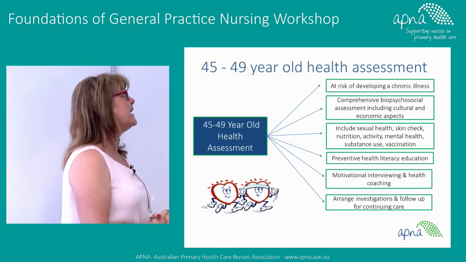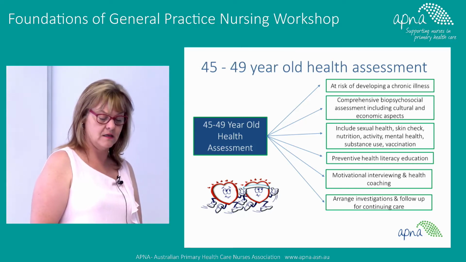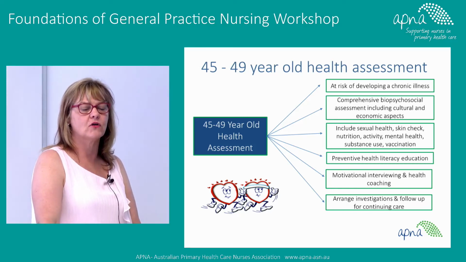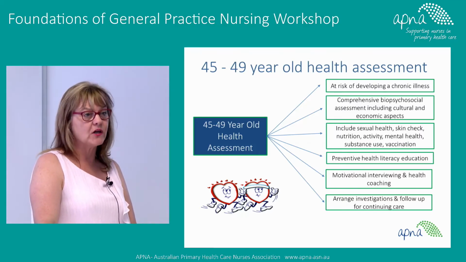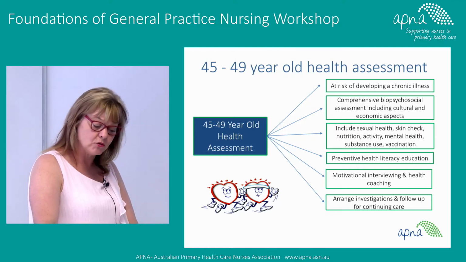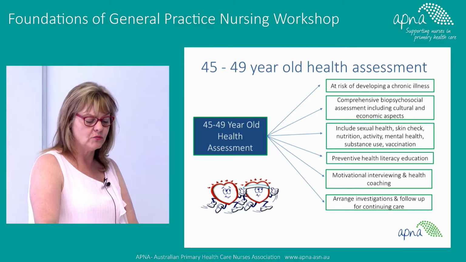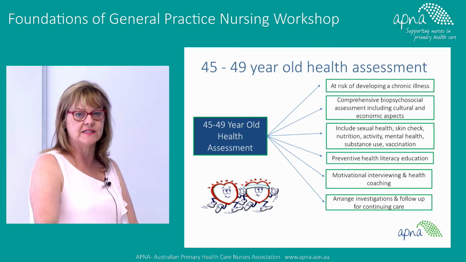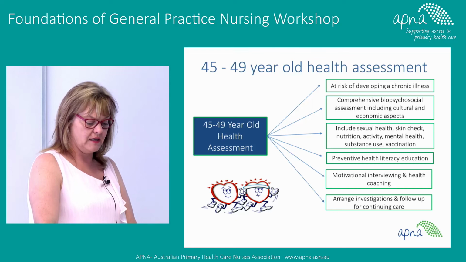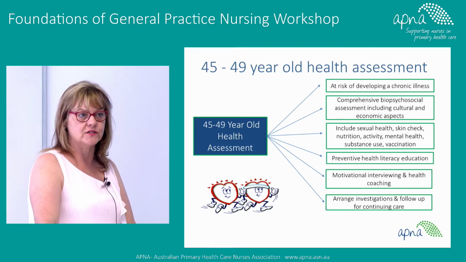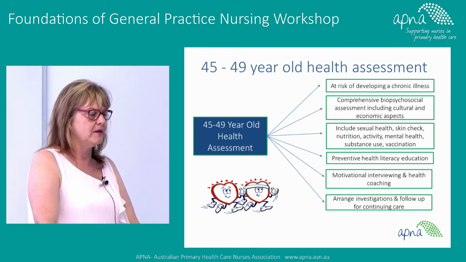Next, working up in age, the 45 to 49-year-old health assessment. We're looking for their risk of developing a chronic disease. So you need an assessment, but you need to include specific things for that age group. So you would do a diabetes assessment, if that's not been done. You would include sexual health, skin integrity, mental health, physical health, their diet or nutrition if you like, and their vaccinations. A lot of people forget the vaccination history or what is coming up for them.